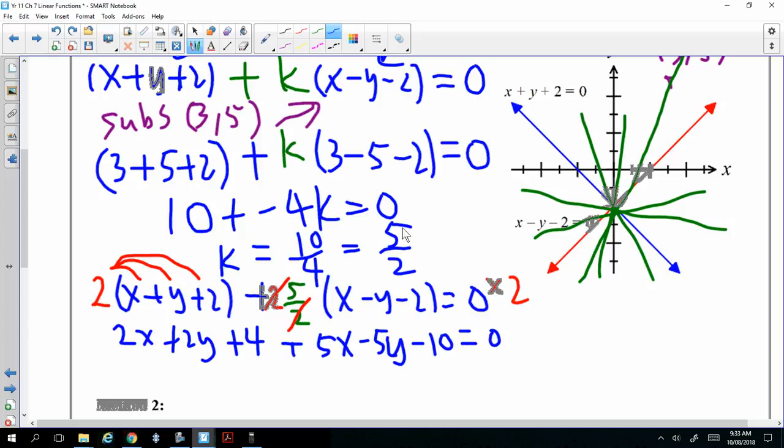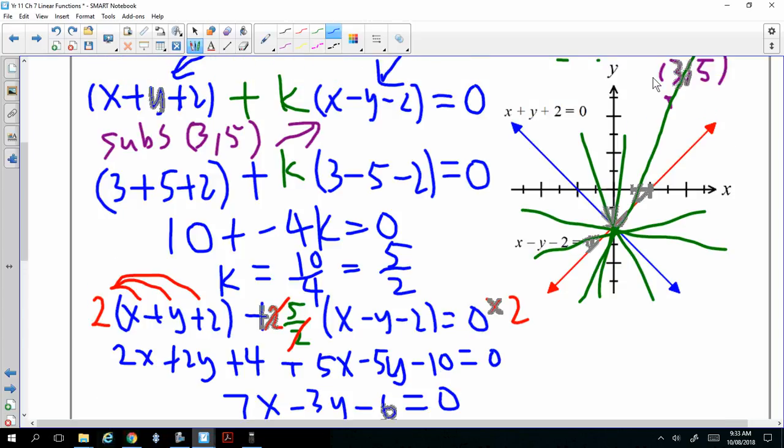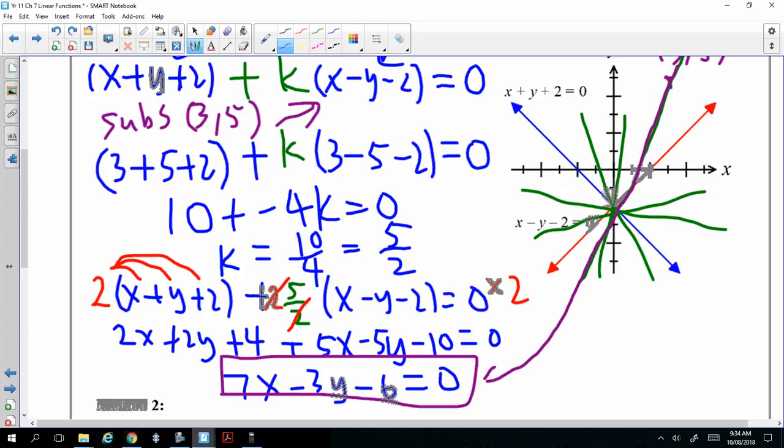That's it. We found the line that passed through this 3, 5, and it's part of the same family of concurrent lines. So we found it. Exactly this line is the one that passes through this point. Any questions? So you find k and then find the equation.